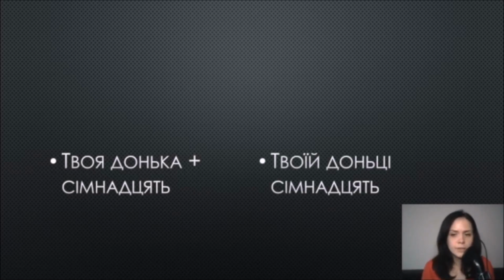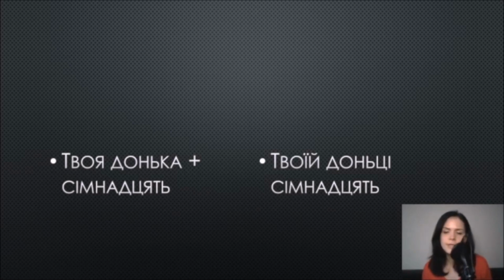Next. Твоя донька 17. Твоя донька means your daughter, and 17 means 17. So you don't have to say 17 років necessarily. You can just say 17 and it will be understood that you are talking about the years. Okay? So your daughter is 17. To say that in Ukrainian, we will say твоїй доньці 17. Твоїй доньці, so твоя донька became твоїй доньці.